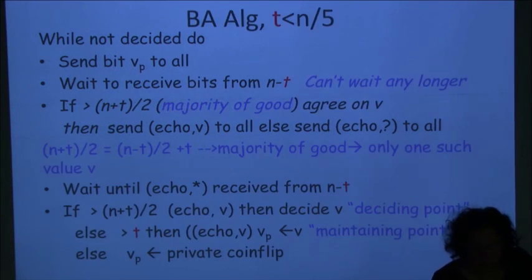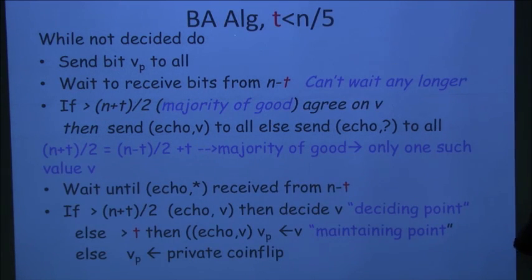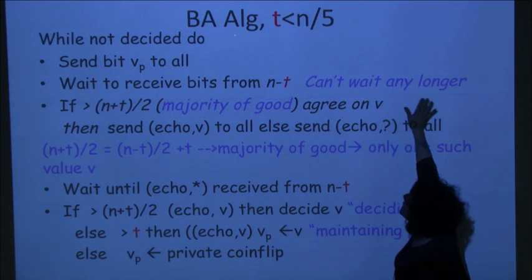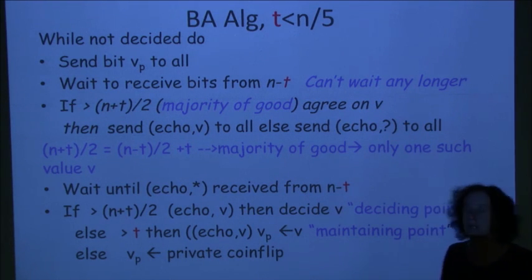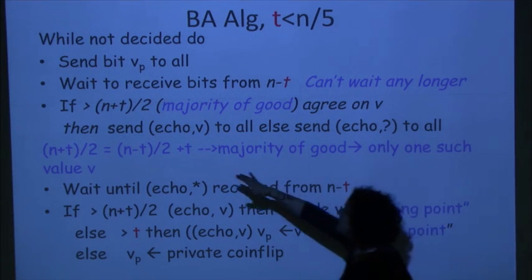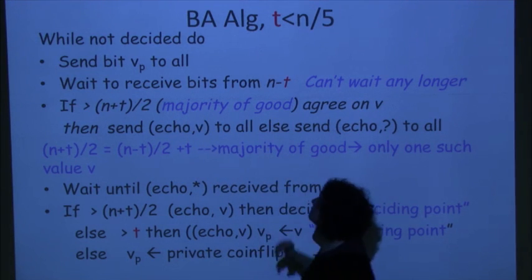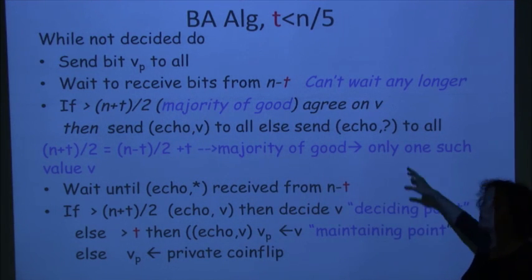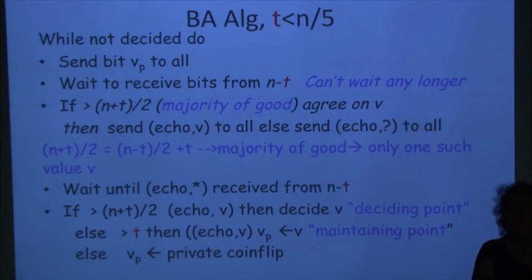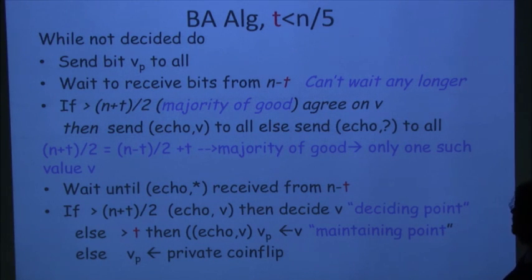Okay, so I'm going to explain this. As I said, you can't wait any longer. You can only wait for n minus t messages. If you've received this many, it means that the majority of good processors agreed on this bit. So in other words, you can't have two such messages with two different values for v.